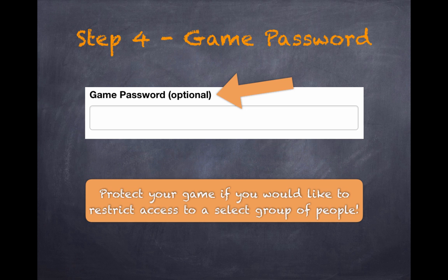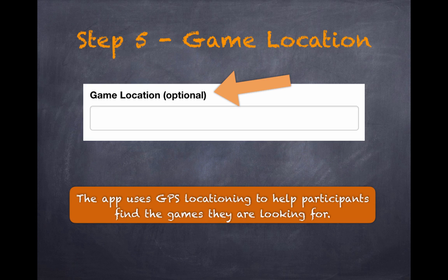Even though it says optional, I would recommend it for grades 6 and up. Word gets around quickly with students, especially when you have multiple classes in a day. Use a password to protect your game. Step 5, give your Goosechase game a game location. This part is optional. I usually use this feature for PD, but not for classroom games.